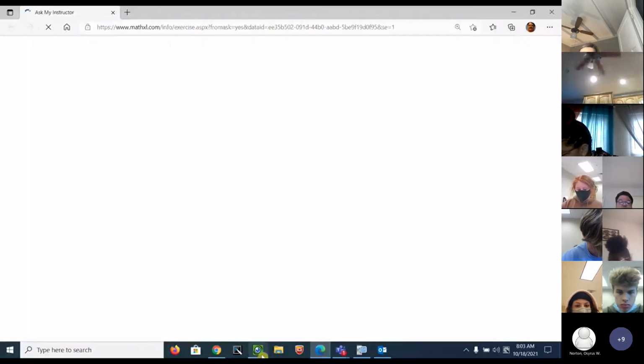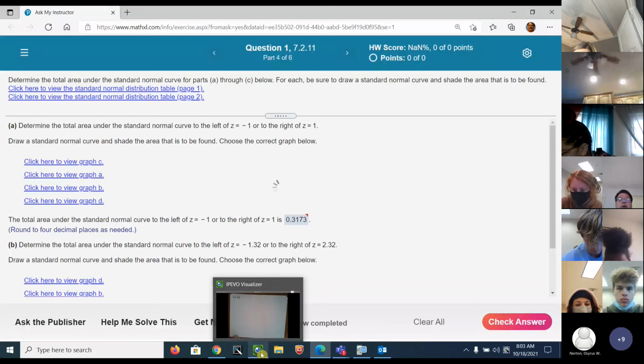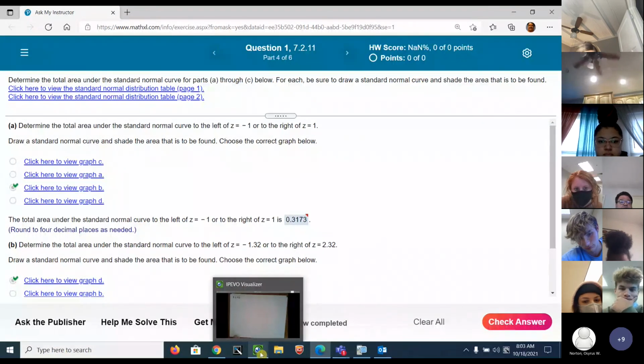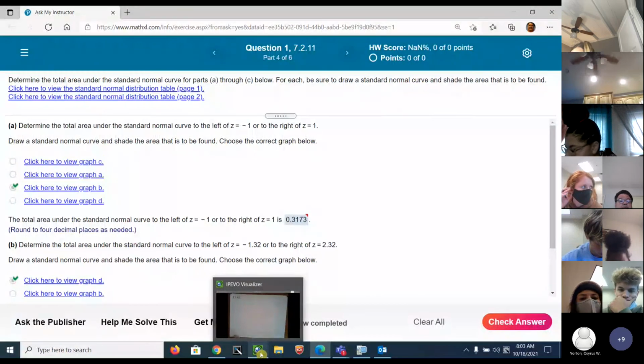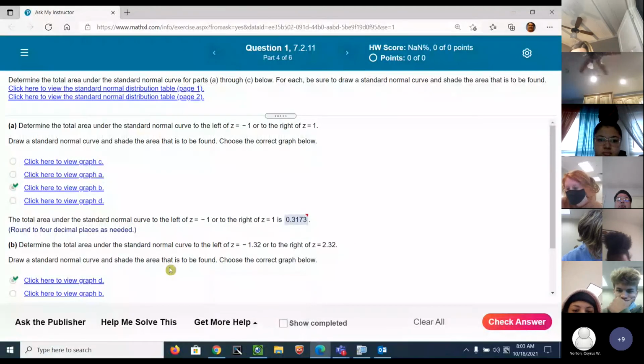First of all, is it a test question? Yes, it is a test question. I wouldn't give you one with three or four parts to it, but each part is a good test question. First one says, determine the total area under the standard normal curve.